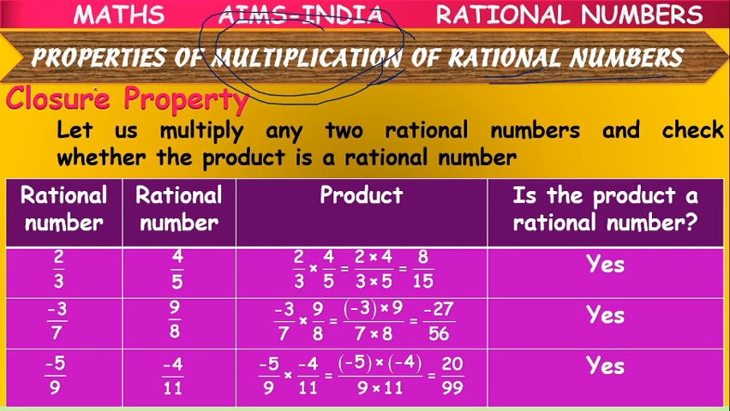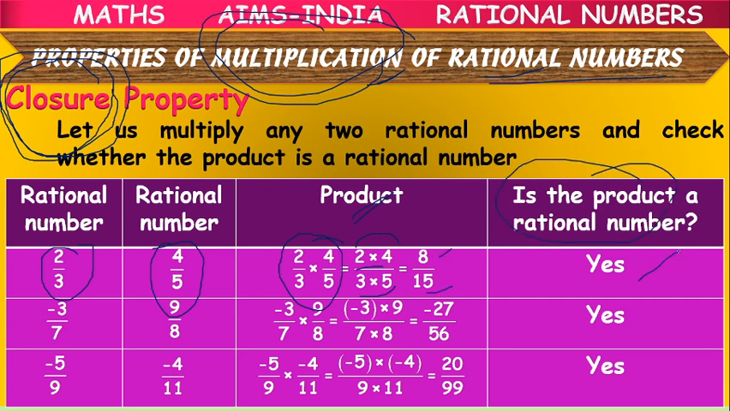So first property, closure property, like addition and subtraction. Let's check in the multiplication process also. So we have rational number 1 and rational number 2. Two are multiplied together, means their product is done, numerators and denominators one over another. 8 by 15. Is the product a rational number? Yes, the product is a rational number.